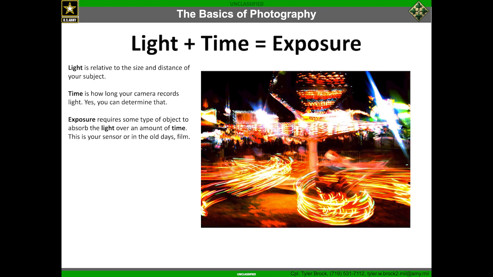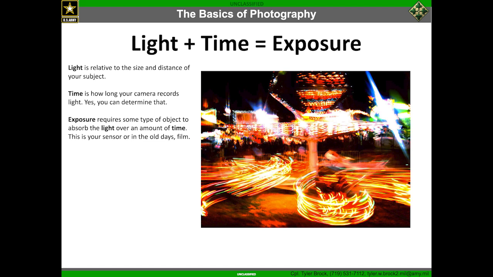Your exposure. This is where that film or optical sensor comes into play. It requires some type of object to absorb the light over an amount of time. This is your sensor, or in the old days, film. So basically, I think of it as like a sponge. You need some sort of sponge to record that image.